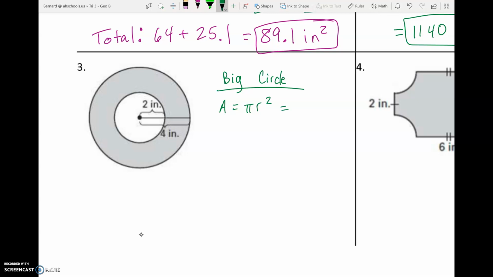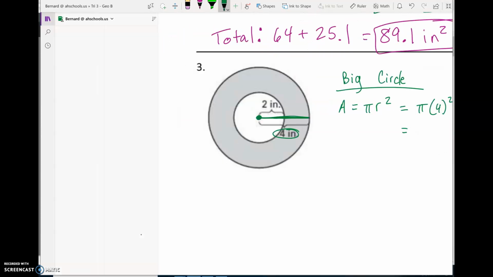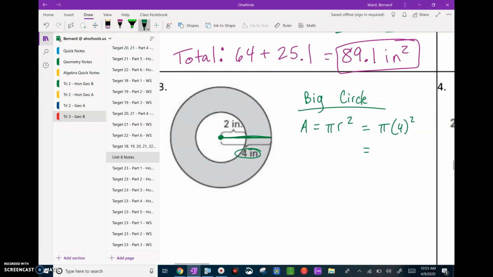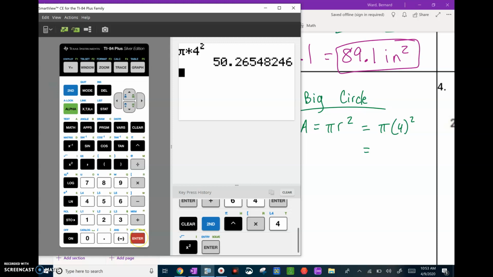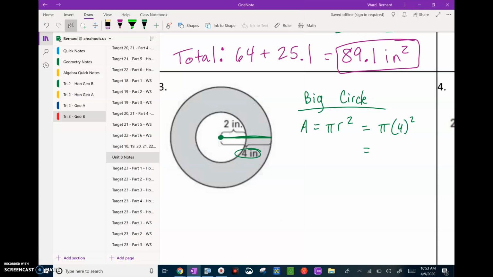And so we have to figure out what's the radius of the big circle. Remember, radiuses always start from the center, and then they go to the edge. So what number starts from the center and goes to the edge of our biggest circle? That's 4. So the radius of the big circle is 4. So we're going to type pi times 4 squared into our calculator, and we're going to get 50.3.